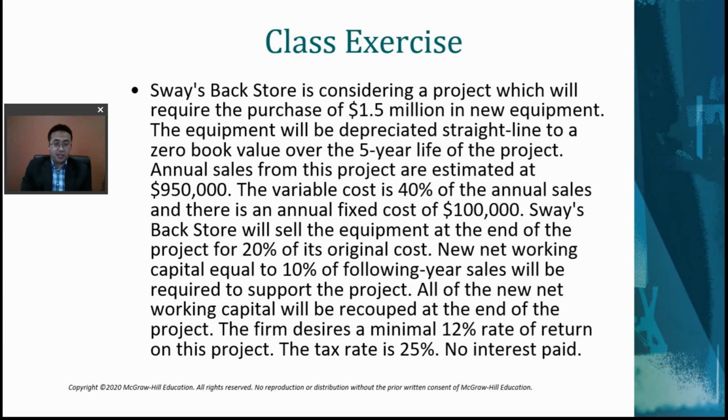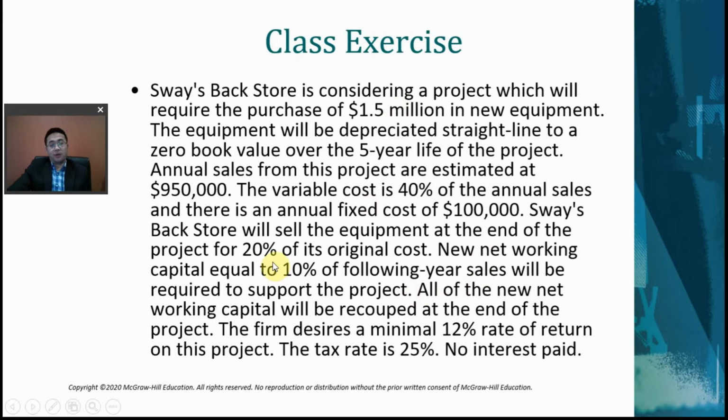And here is an exercise, and you're going to do this in the Excel project I assigned to you. So here you have a company that will purchase equipment at $1.5 million, and it will be depreciated using the straight line method to zero book value over 5 years. The annual sales is $950,000 a year. The variable cost is 40% of the annual sales. The fixed cost is $100,000 each year. And the equipment after the project will be sold at 20% of its original value. So 20% of the 1.5 million, that's 0.3 million.